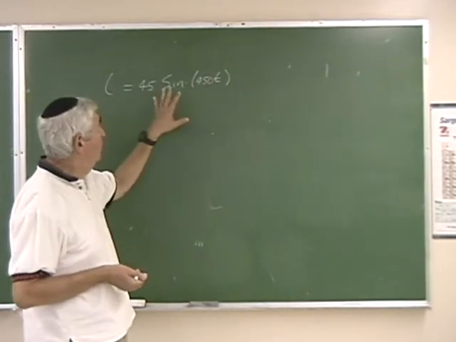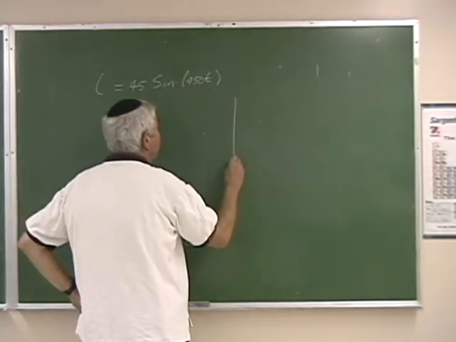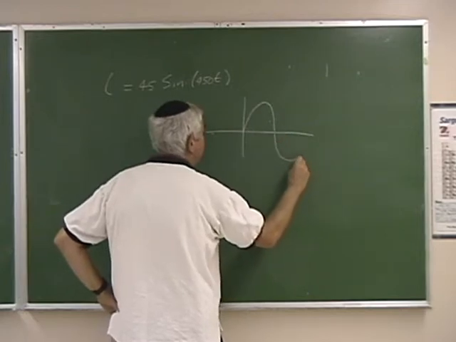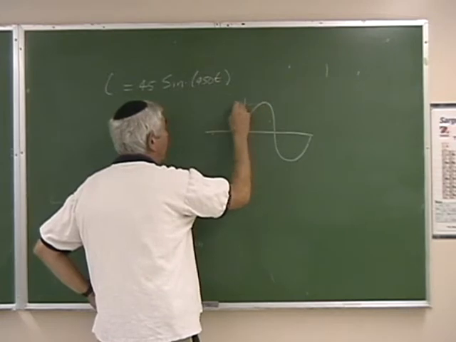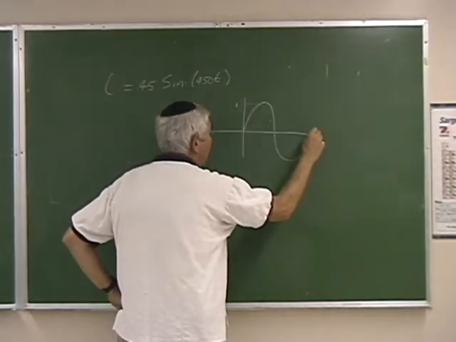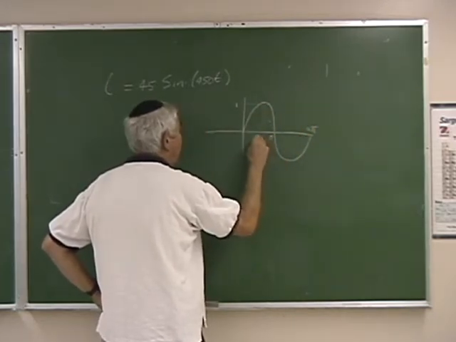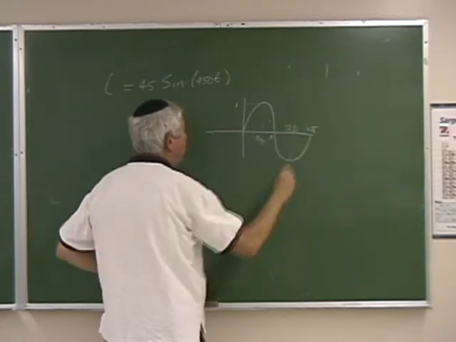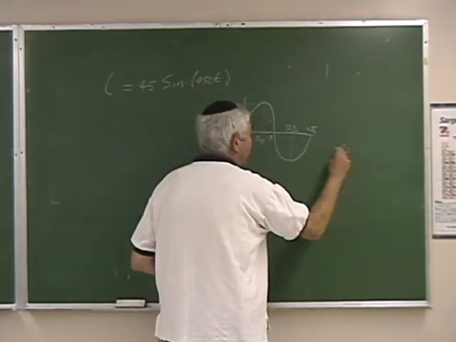I'm going to start off by saying, what does a sine wave look like? The sine wave will look like this. And the amplitude of the sine wave is 1. And this is 2 pi, and this is pi, and this is pi over 2, and this is 3 pi over 2. Now this is a graph of a sine wave versus theta.